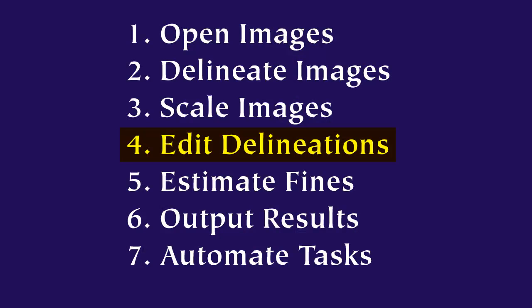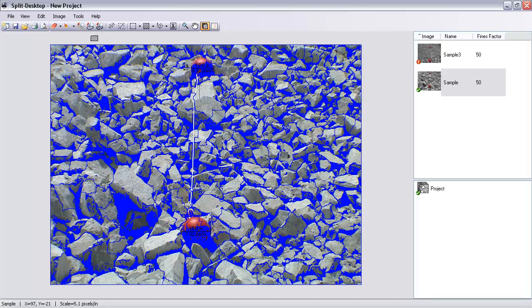Step 4. Edit delineations. All of the tools we would use to edit the image are along the toolbar up here. The eraser tool has varying widths and is used to erase areas where the particles were over delineated. The paintbrush again has different widths and is used to draw delineations where particles were under delineated. The fines fill will fill in areas of fines. The clear fill will help you correct mistakes.